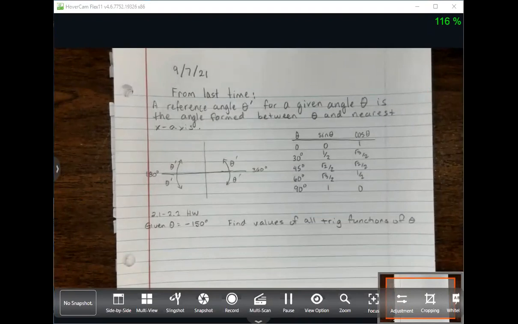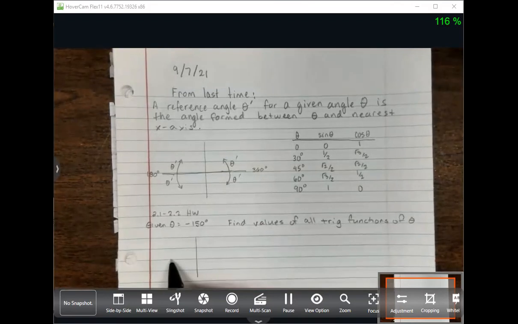So let's see, if it's negative, it's going to go clockwise, and halfway around to the negative x-axis brings us to -180. So that means -150 has to be in quadrant 3. Does everybody agree with that? So here it is in quadrant 3. So how close am I to the -180? 30 degrees. 30 degrees is our reference angle.